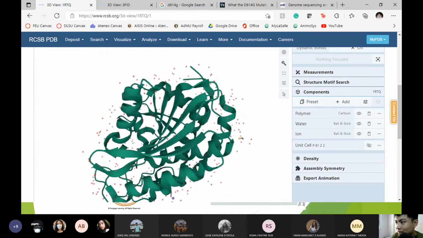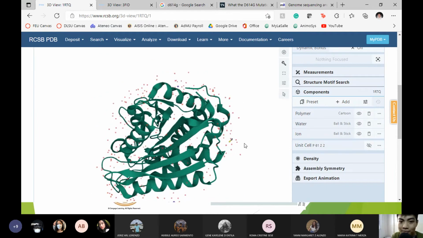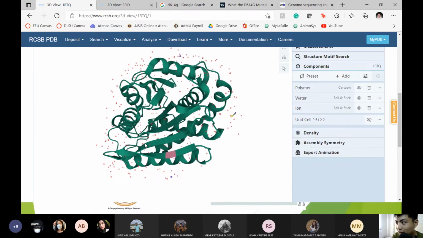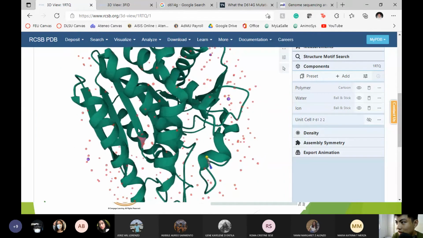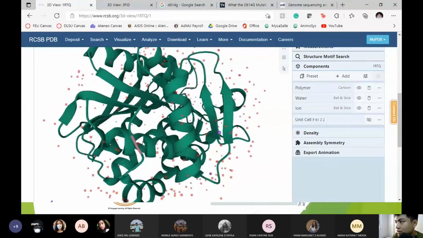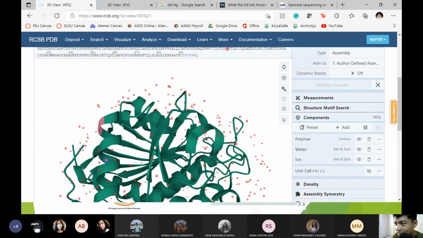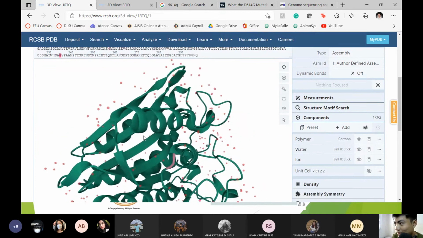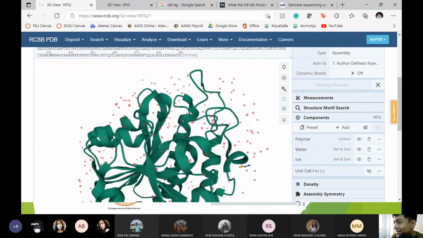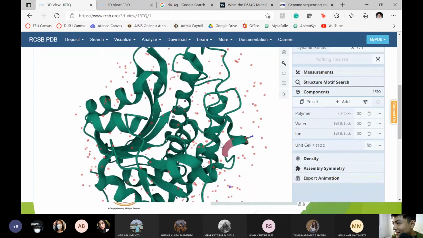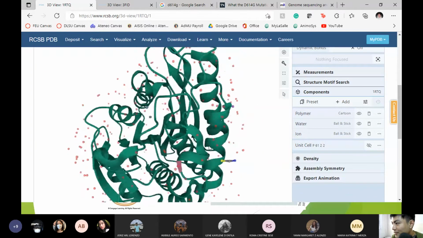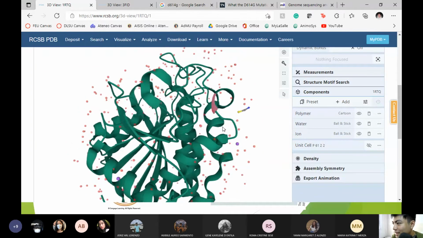Ayan. So, in this structure here, we can see a beta alpha beta conformation. Asan yan? This is 1-RTQ. Anong protein to? This is the aminopeptidase of Aeromonas proteolytica. Okay. I don't know what is that. Pero alam niyo yan. Biologist kayo eh. Okay. Ang hirap naman tumingin dito. Maliit kasi yung screen. Asan kaya yun?